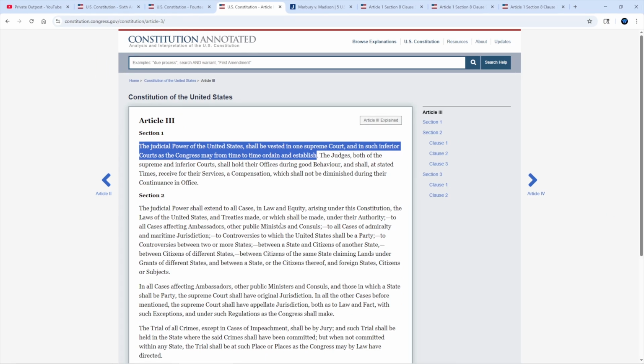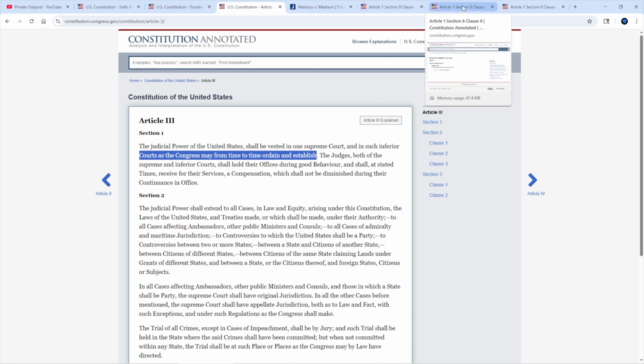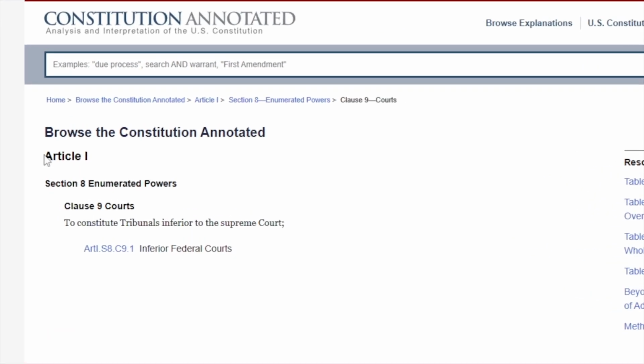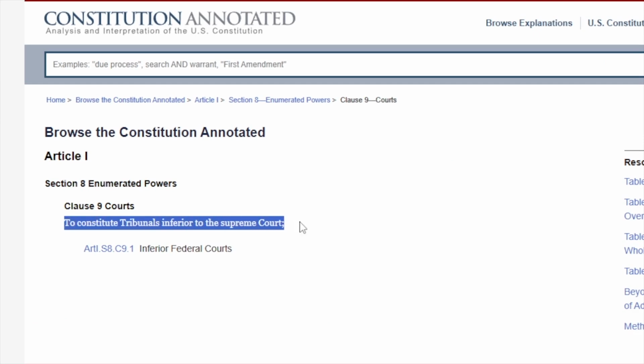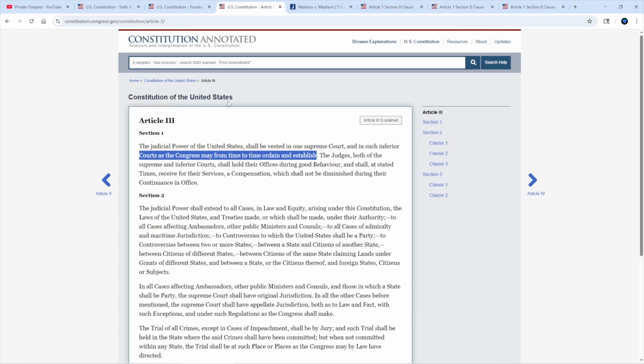Now, Section 2 gives us very specific cases that apply to this judicial power. The confusion comes in here: the inferior courts that Congress ordains and establishes, this applies to Article 1, Section 8, Clause 9, right here. The U.S. Congress has the power to constitute tribunals inferior to the Supreme Court. Okay, so they can create their own court system. This is the U.S. District Court system, or the federal court system. This is how they do it. This is how it's done through the Constitution.